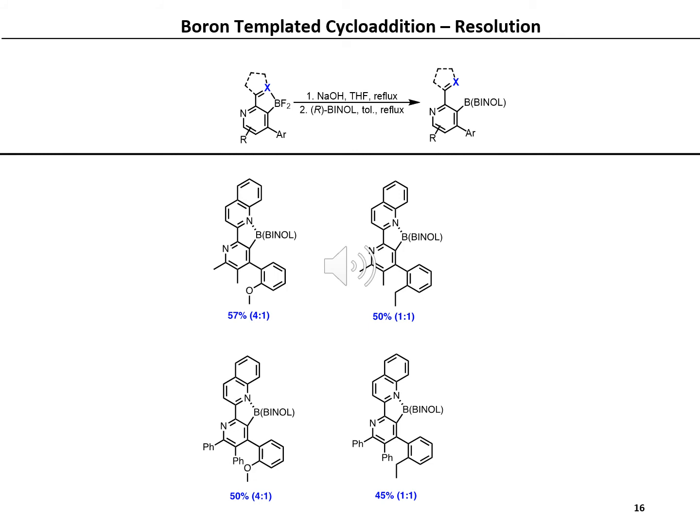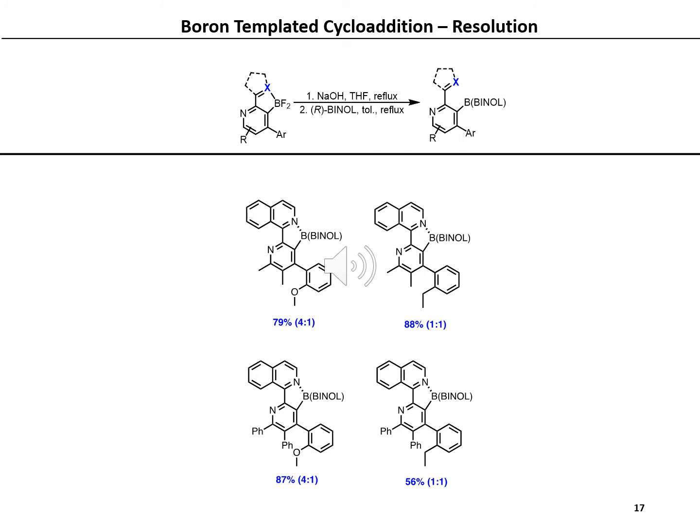After the previous result, we continue by working on the scope of this reaction. So first, on the quinoline one bearing a methyl or phenyl group, we observe the same range of yield, around 50% to 57% in the case of the methyl bearing the methoxy one. In the case of the isoquinoline, we observe a better yield for the different compounds, and the same ratio was observed at 4:1 for both bearing a methoxy group, and a ratio of 1:1 for both bearing an ethyl group.